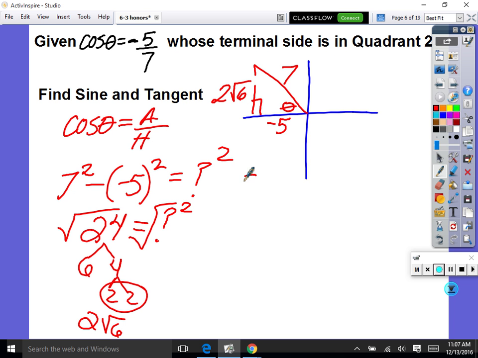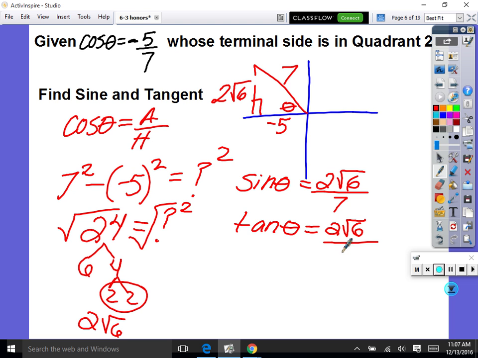So now we can easily find sine of theta is opposite over hypotenuse, so 2 square roots of 6 over 7. And tangent is opposite over adjacent, so 2 square roots of 6 over negative 5. It's that easy. Everybody feeling good about this? See, this day is easy compared to the other days we've done in this unit. Everybody good? Okay.